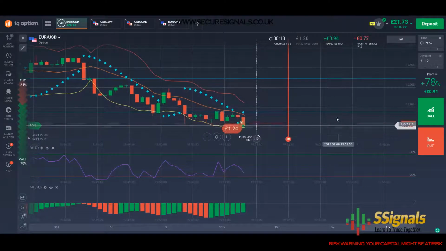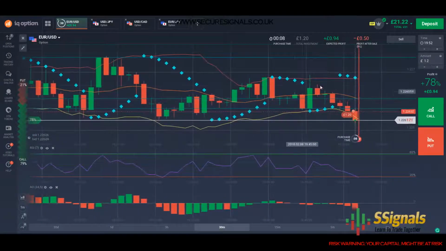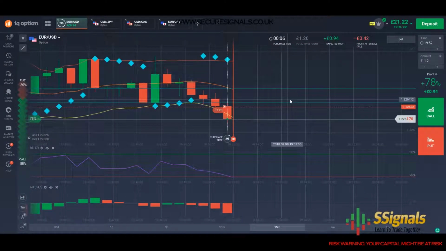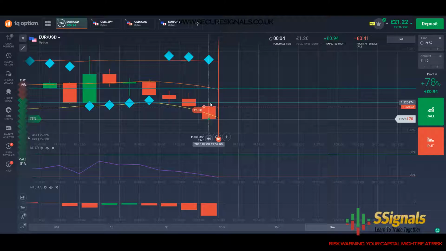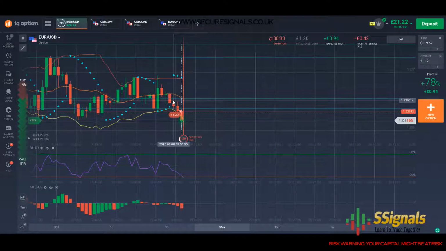Okay, I've entered now. Lovely. We caught the breakout perfectly. As I said, exactly what I said. It's going to touch this blue line. Then we enter and done.